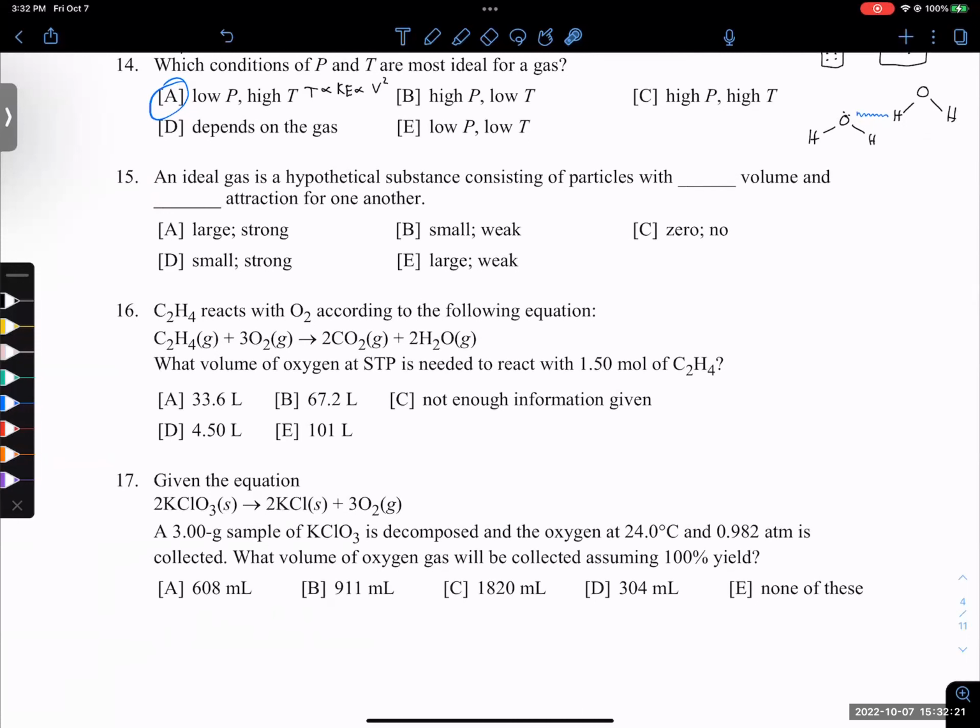Okay, so this is nice. It gives us the moles already. And it's asking what volume of oxygen gas at STP is needed to react with 1.5 moles of C2H4.